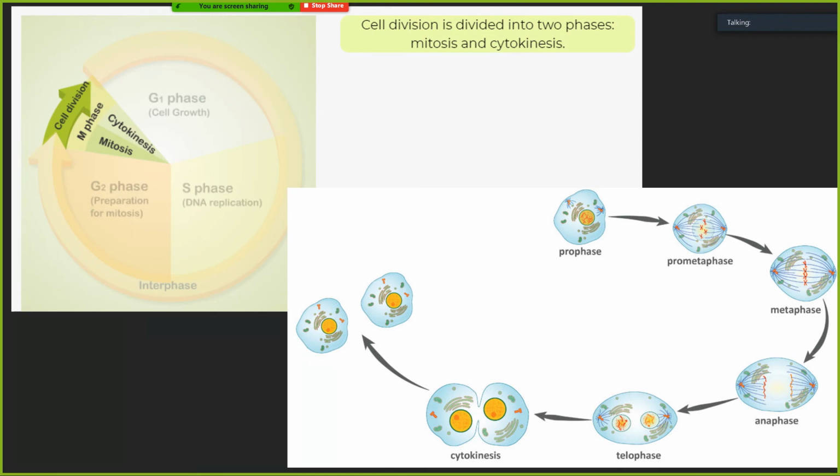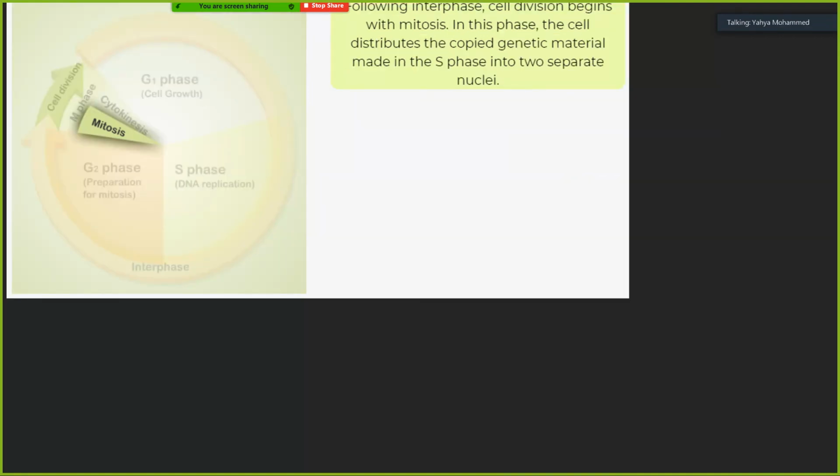So let's talk a little bit more in detail about some of these things. First of all, we have mitosis. In the S phase, when the DNA is replicated, in the chromatin, the DNA is replicated.